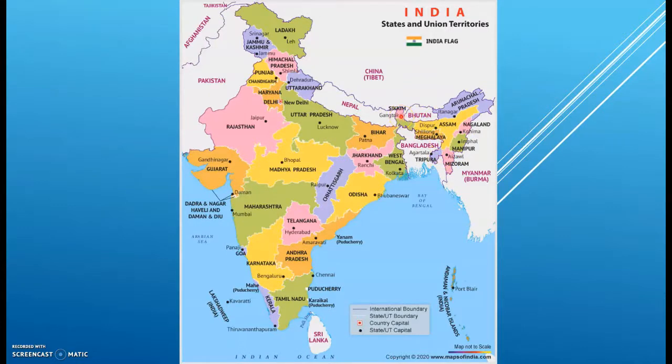Then Sikkim. Then Union Territories, Ladakh and Jammu and Kashmir. So children, which are the 8 union territories? Andaman and Nicobar Islands, Chandigarh, Dadra and Nagar Haveli and Daman and Diu, Delhi, Jammu and Kashmir, Lakshadweep, Puducherry and Ladakh. So these are the 8 union territories of our country. So children, study well the name of the state and where it is situated.